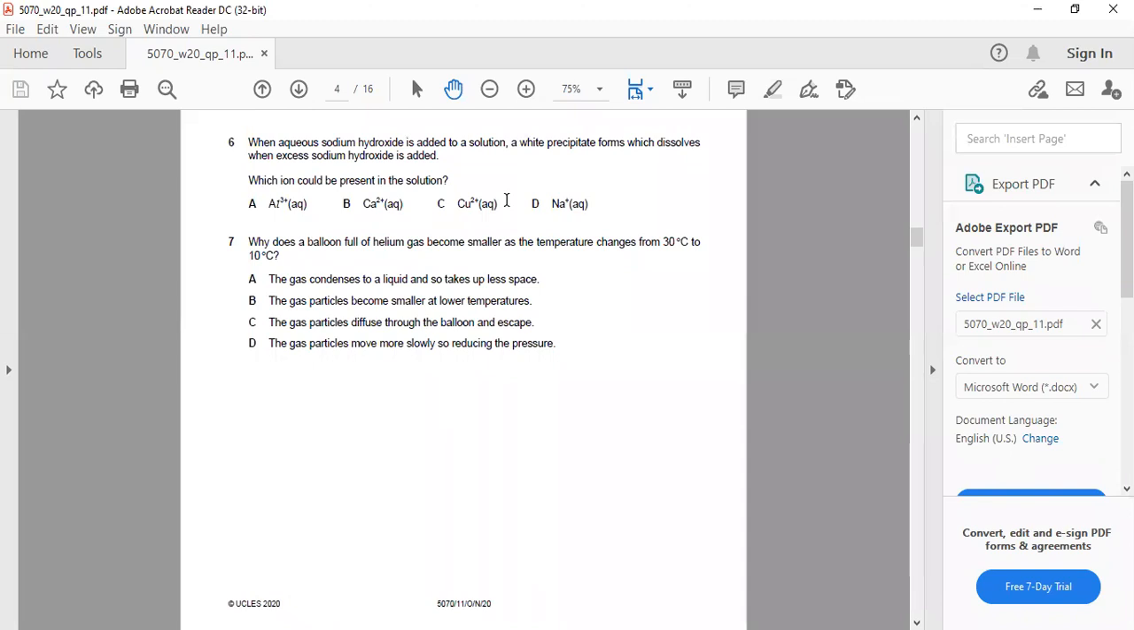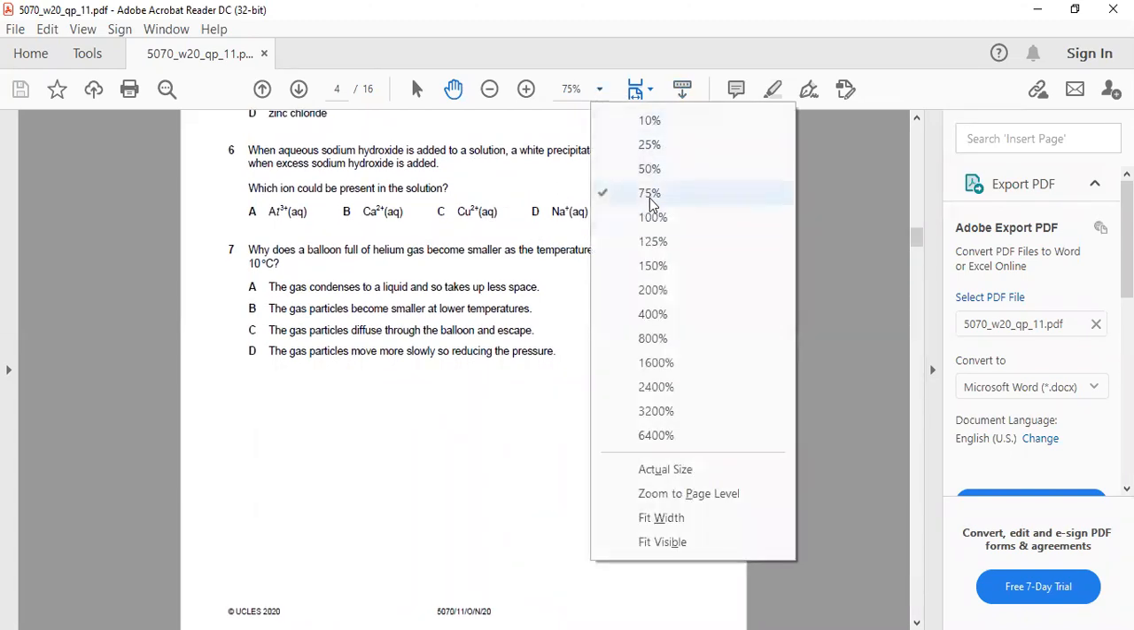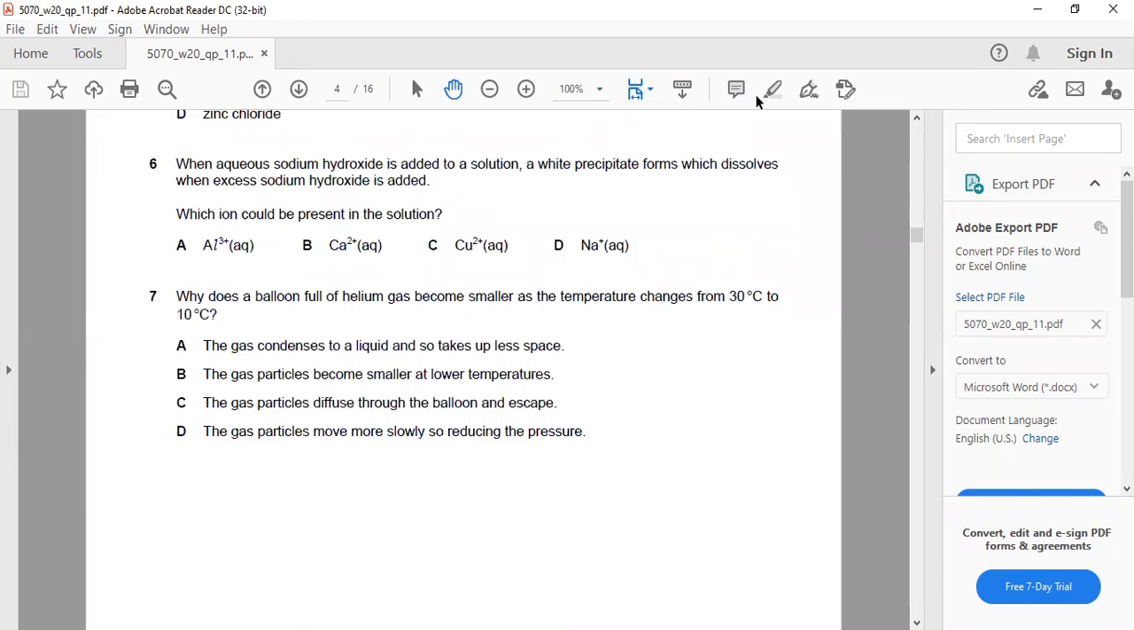When sodium hydroxide is added to a solution, a white precipitate forms which dissolves in excess sodium hydroxide. Okay, so again, you have to revise the tests for ions. So you see, the test for ions is not only for the ATP paper, it's also for the MCQ paper.